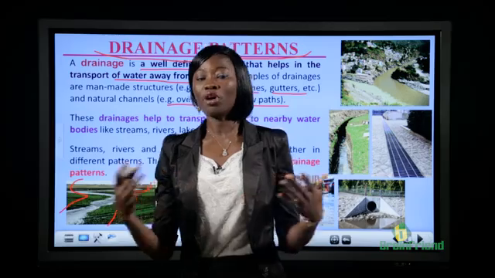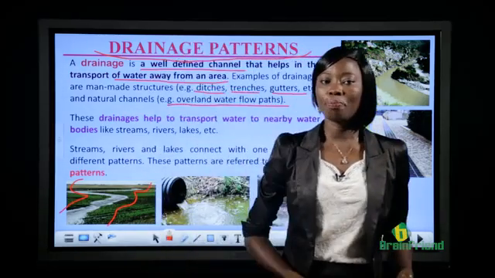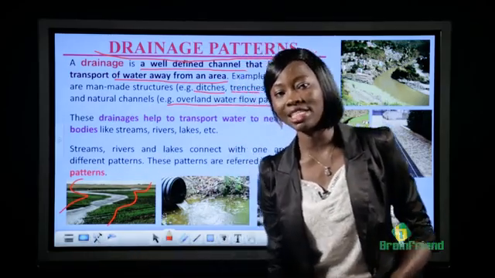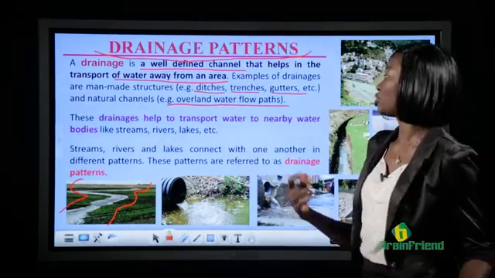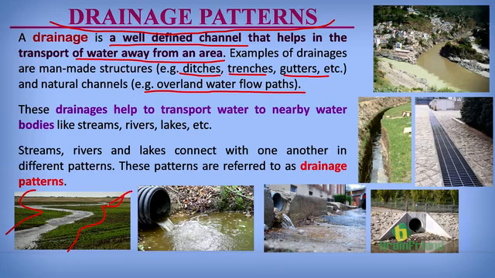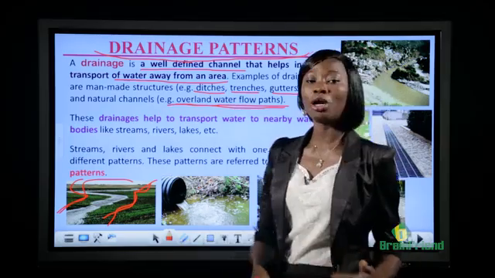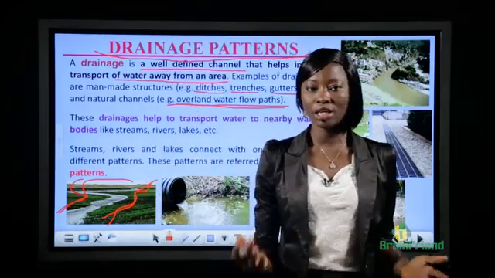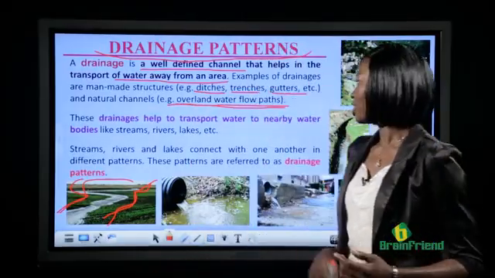If rain falls within an area, usually there is a path through which water will flow without creating artificial drainages like gutters, ditches, and trenches. Water will flow along a path on the surface of the land. This path is called the overland water flow path. Drainages help to transport water away from an area. They help a lot to prevent flooding.